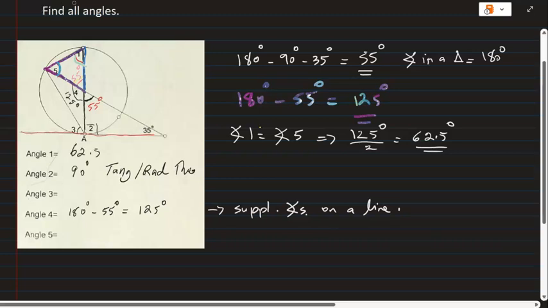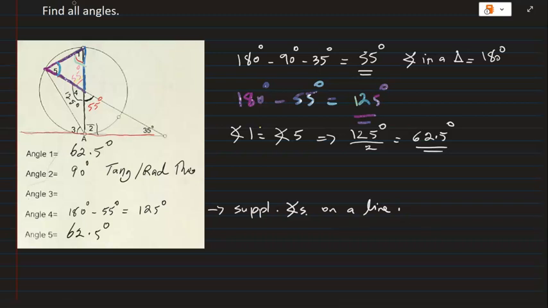So let's write that down: 62.5 degrees and 62.5 degrees. And that would give us 125 together. Okay, and the reason for that is that A, B, and C is an isosceles triangle. Excellent. All right, the only one that is left is angle 3.